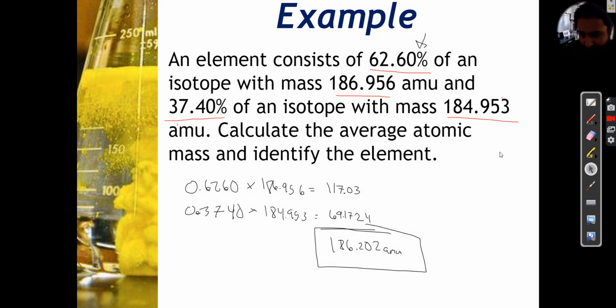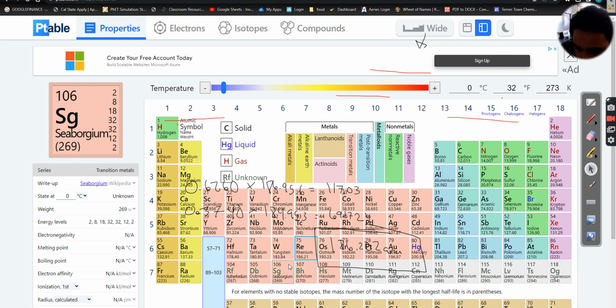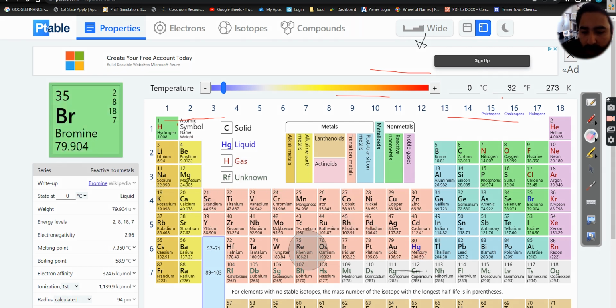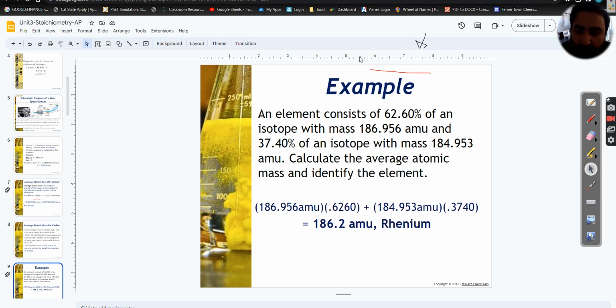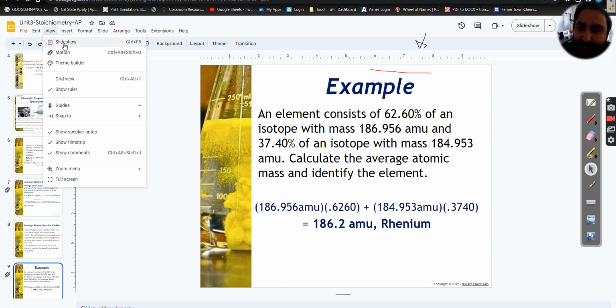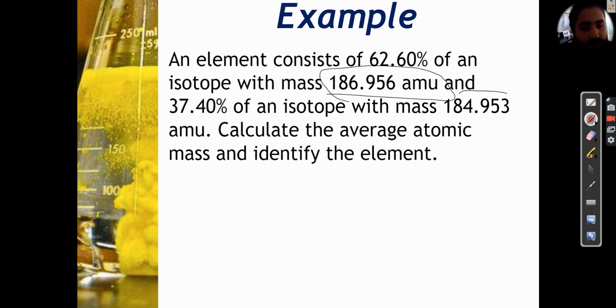Now, which element was that? Let's do a little quick check. 186 looks like it's rhenium right here. Yeah, it looks like it's that one. So there you have it, folks. So that goes to that. So take a look at what we've just done. We just determined the identity of an atom by knowing the mass and the percentage of that atom.